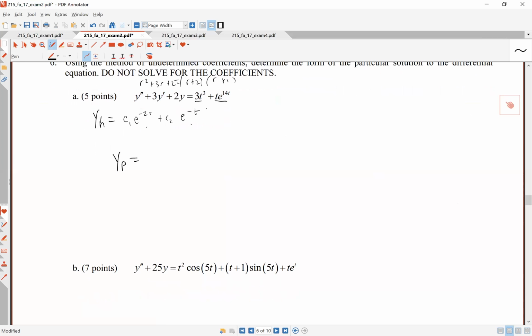So if you have a 3t cubed, you must have a cubic polynomial. If you have a t e to the 14t, then you're going to have a linear polynomial in front of the e to the 14t.